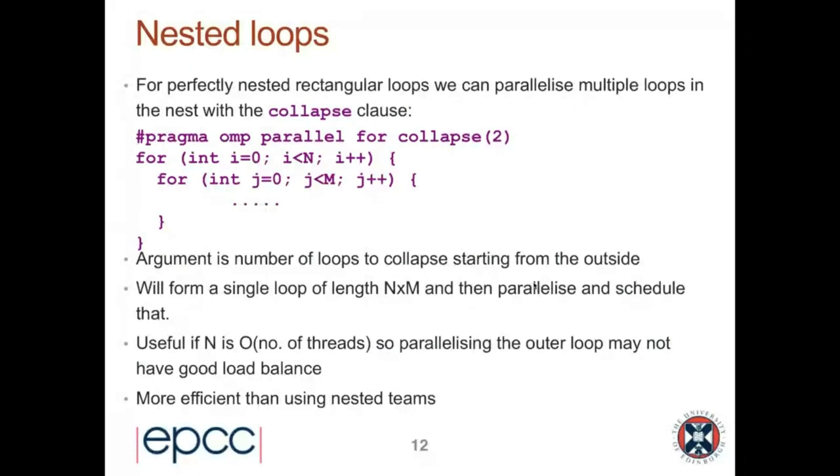And as long as we have this particular use case of perfectly nested rectangular loops, then doing it this way with the collapse clause is more efficient than using nested teams, because we're not in the business of creating and synchronizing any additional threads.